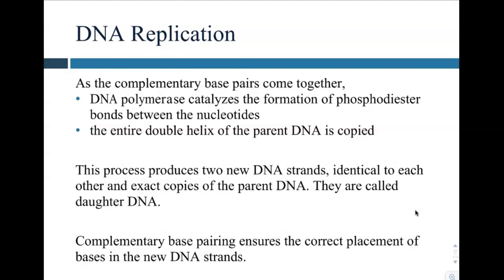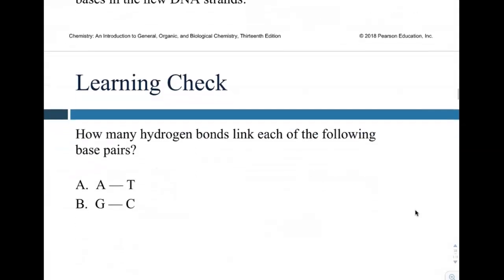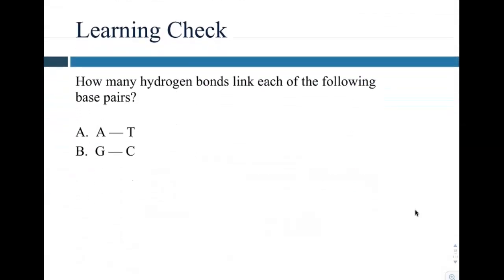You get daughter DNA from that. So your parent DNA strand comes out, and you get two daughter DNA strands that you can then put together to make a new parent for the next time it replicates.